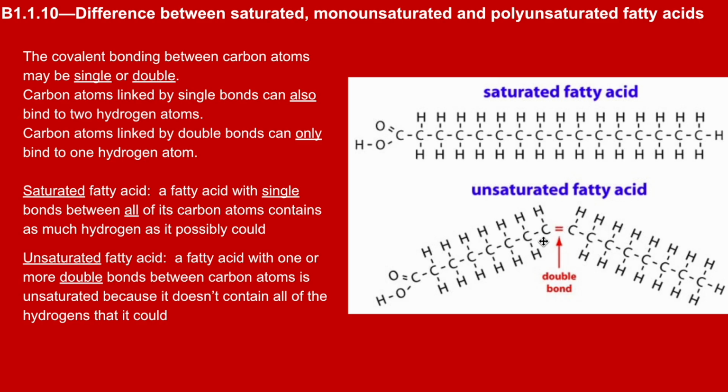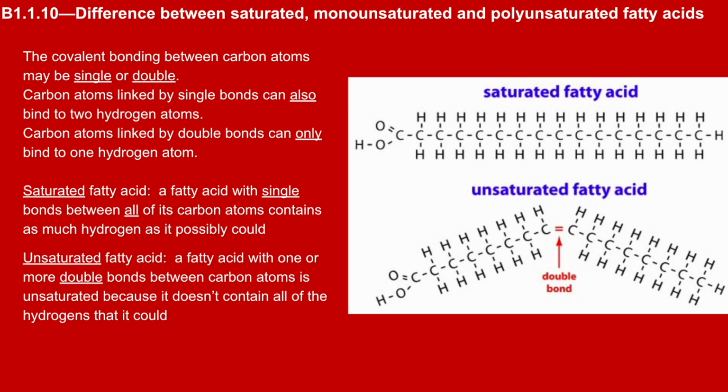Because carbons always want to make 4 bonds, if there's a double bond here, this carbon is making 4 bonds without having another hydrogen bonded. And so unsaturated fatty acids have at least one double bond, and they're therefore not going to be saturated with hydrogens, so to speak. They're not going to have hydrogens everywhere.